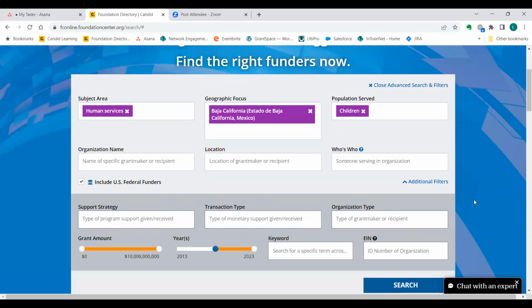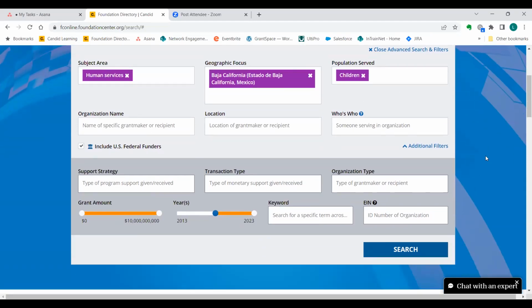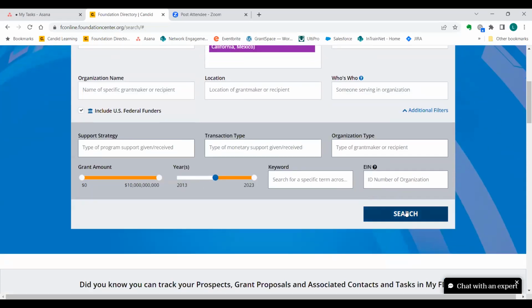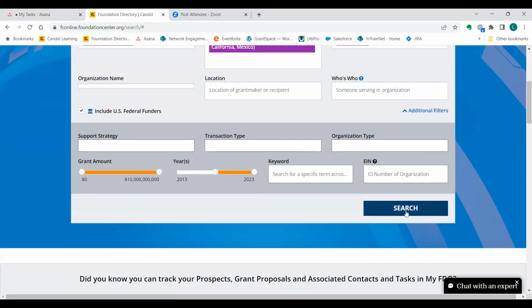So this is a pretty typical search. We're going to look for funding for a human services group in Baja California that serves primarily children. So let's click on the button here.